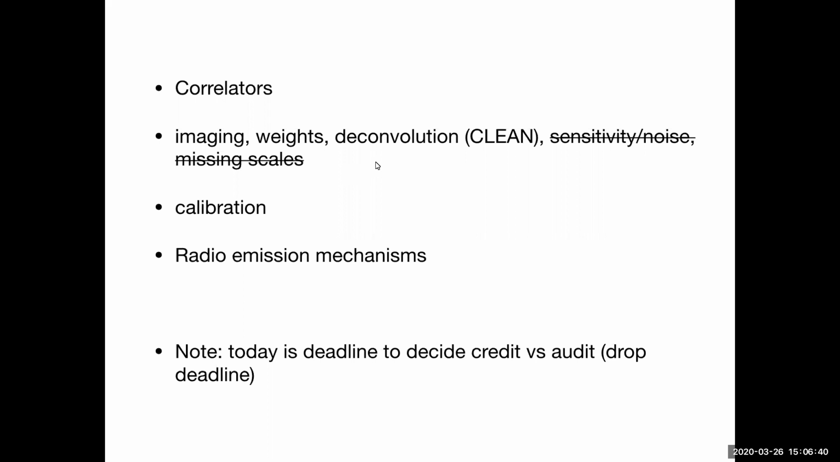So I've taken out the bit on sensitivity and noise, because that's covered reasonably well in other places, and I didn't have time for a discussion on missing scales in interferometric images, although we did discuss that a little bit last week. So I put in a section on calibration and radio emission mechanisms.